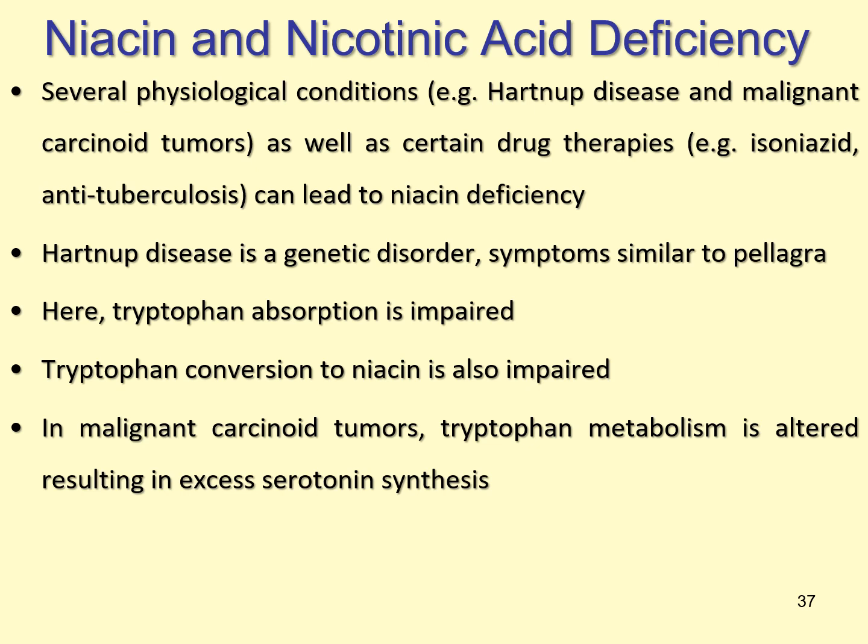Here, Hartnup disease is a genetic disorder and the symptoms are similar to pellagra. Here tryptophan absorption is impaired, and tryptophan conversion to niacin is also impaired. In malignant carcinoid tumors, tryptophan metabolism is altered, resulting in excess serotonin synthesis in our body, and this leads to disease associated with niacin and nicotinic acid deficiency, like Hartnup disease. Actually, Hartnup disease is a genetically inherited disease, and malignant carcinoid tumors are also associated with this vitamin deficiency.